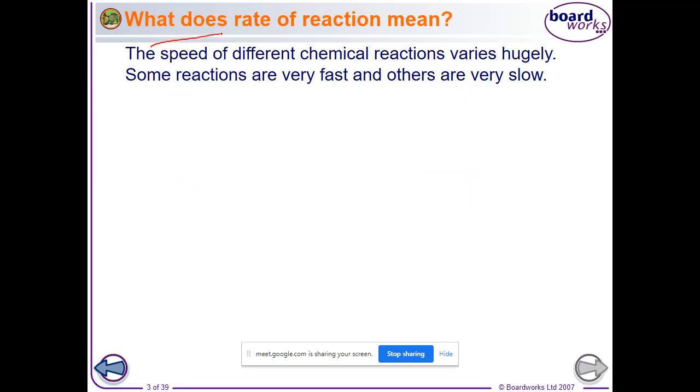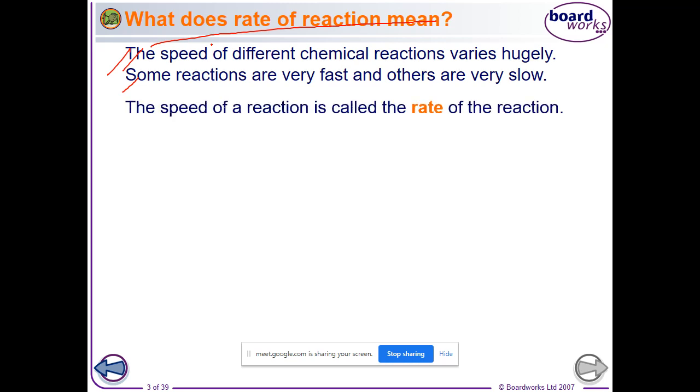Okay, so what does the rate of reaction mean? The speed of the reaction. Different chemical reactions are going to be hugely different. There will be different rates, whether slow, medium, or very fast. So the speed of the reaction is called the rate of the reaction.